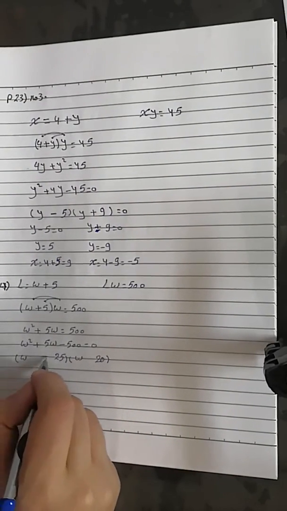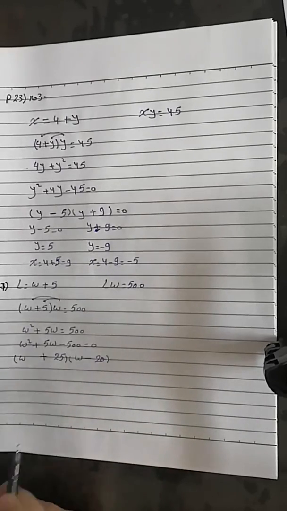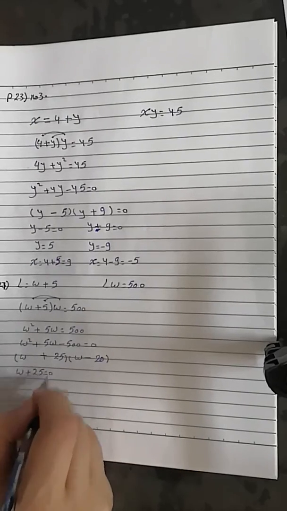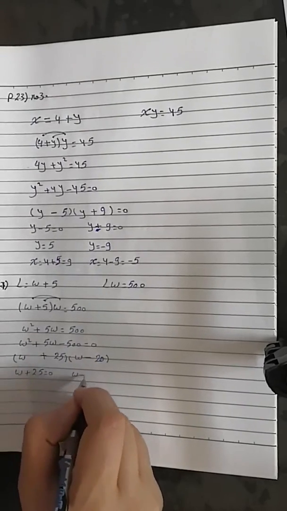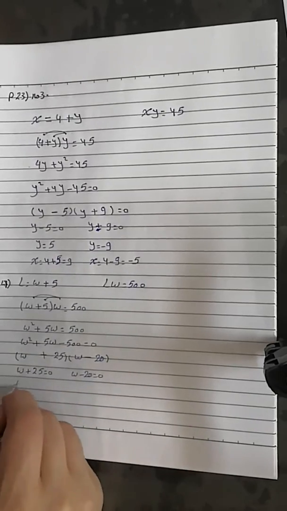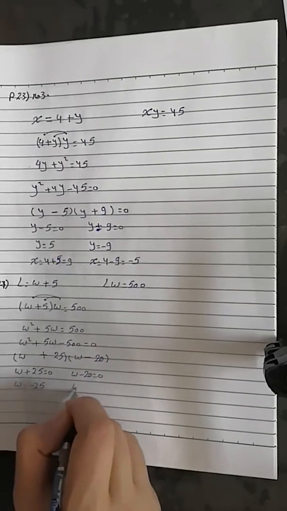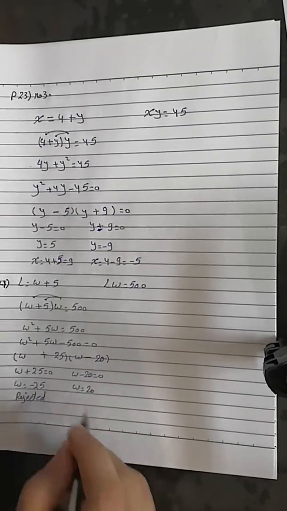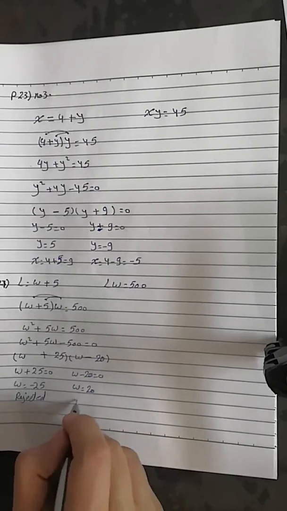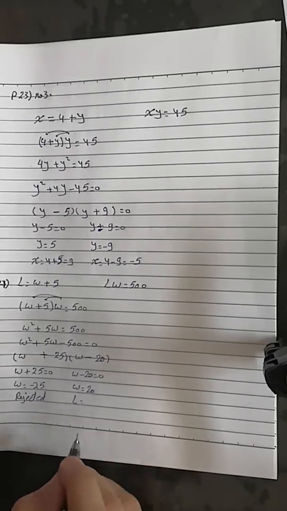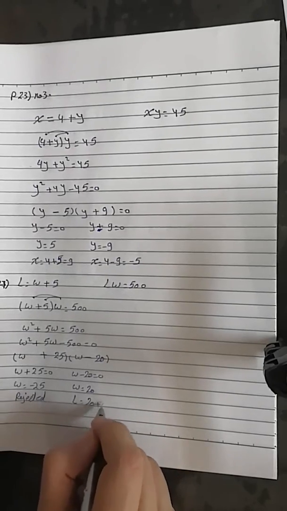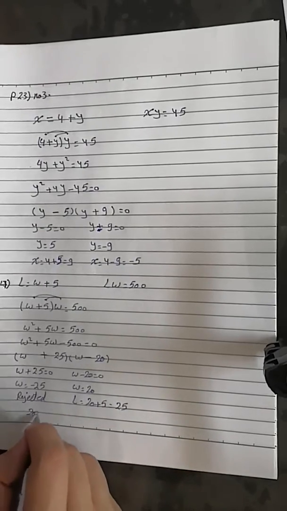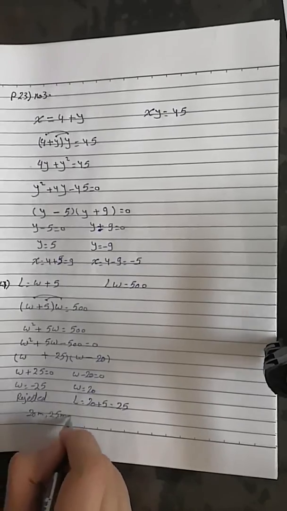25 is positive and 20 is negative because the greater is like the middle one, so that W plus 25 equals 0 and W minus 20 equals 0. So W here equals negative 25 and here equals 20. This one is rejected as it's a length. If the width equals 20, so the length equals 20 plus 5 equals 25. So the dimensions are 20 meters and 25 meters.